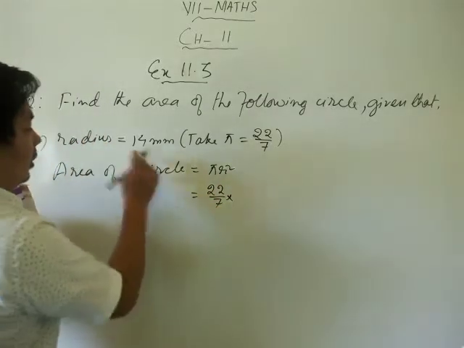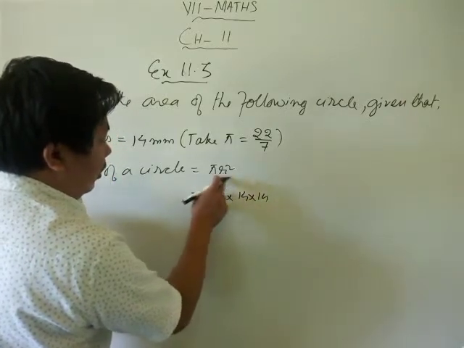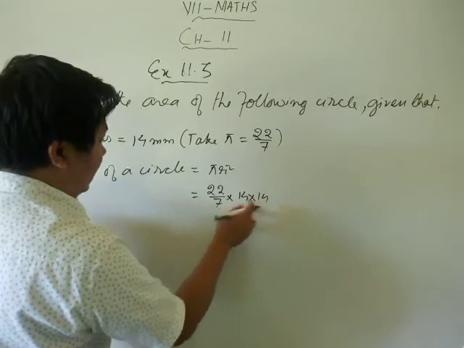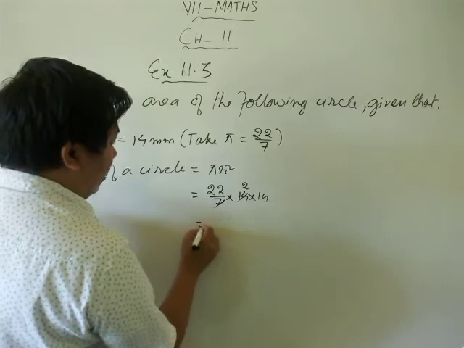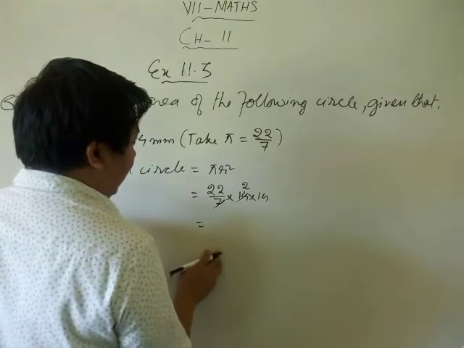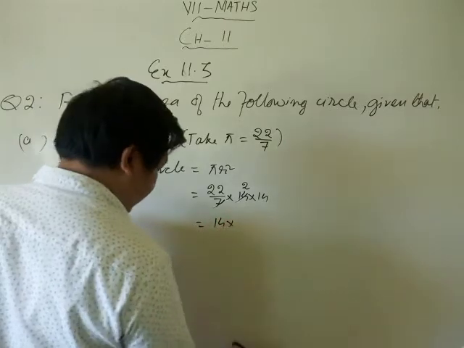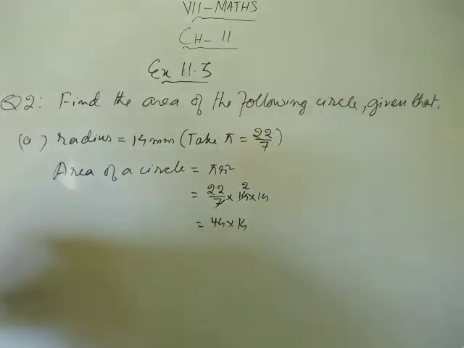How much r? 14. So it is 14 into 14, isn't it? R square means we have to multiply 2 times. 14 into 14. R into r, isn't it? This 7 and this 14 we are getting 2 here. Then how much we are getting? We are getting here 44 into 14. Multiply this 44 and 14.